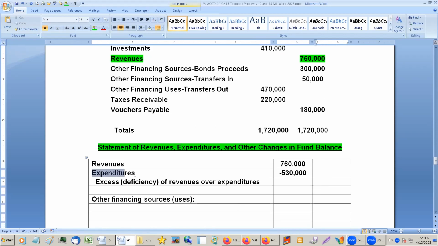And the weird thing is that these expenditures, sometimes they break them out, and sometimes they just go in as one line item. Okay, so 760 million. 230,000. Okay.